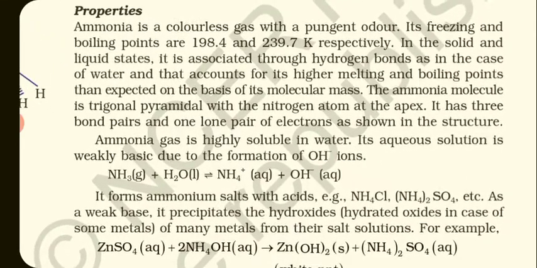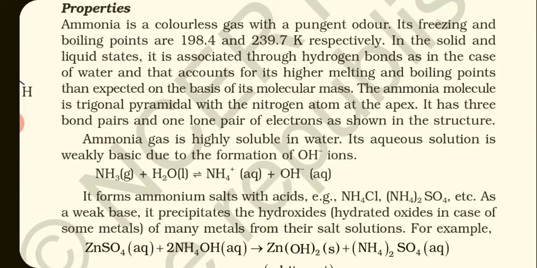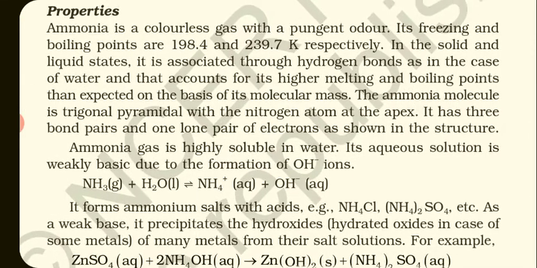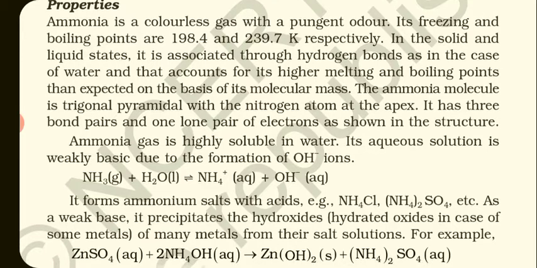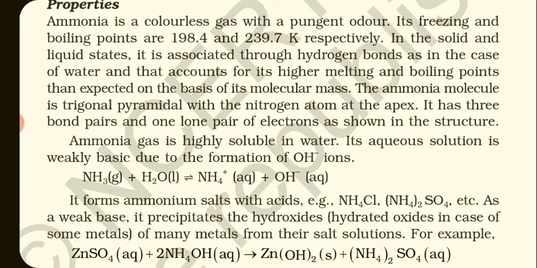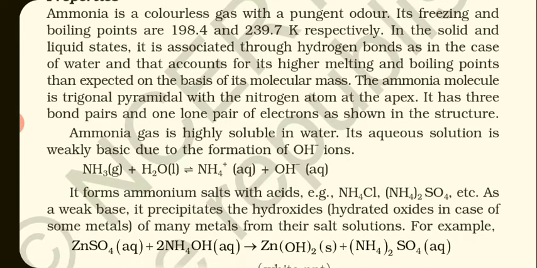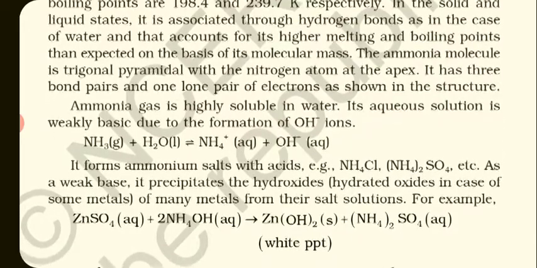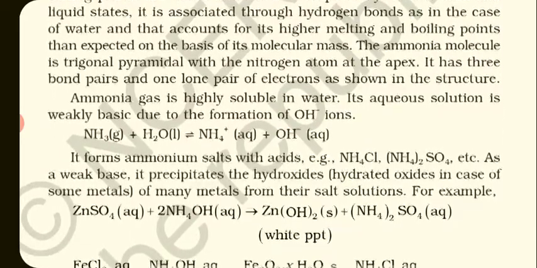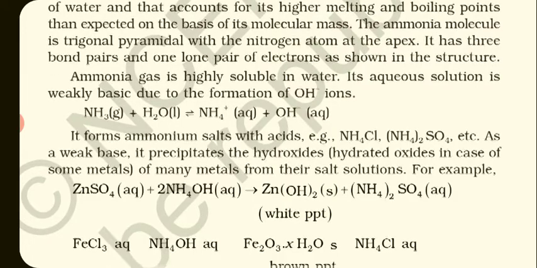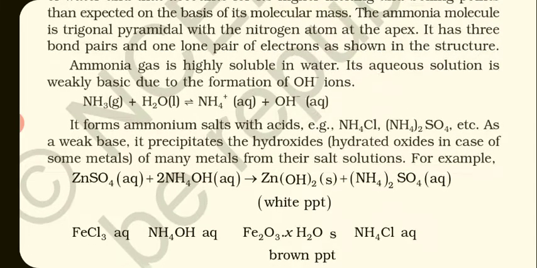The properties of ammonia. Ammonia is a colorless gas with a pungent odor. Its freezing and boiling points are 198.4 and 239.7 Kelvin respectively. In the solid and liquid state, it is associated through hydrogen bonds as in the case of water, and that accounts for its higher melting and boiling point than expected.